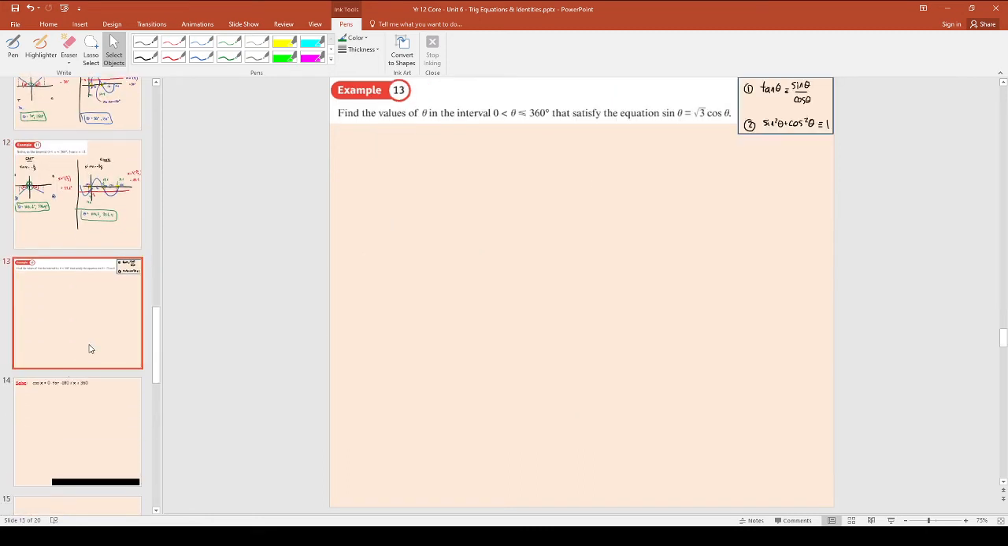Next one. It says, find the values of theta in the range of 0 to 360 that satisfy that equation. Okay. A bit funkier this time, my lovelies, because it says sine of theta is equal to root 3 cos of theta. Right. So we've got two trig ratios. That's going to scupper both of our methods, whether it be CAST or whether it be graphs. We can't do it because it's got two trig ratios. If only there was a way of turning two trig ratios into one.